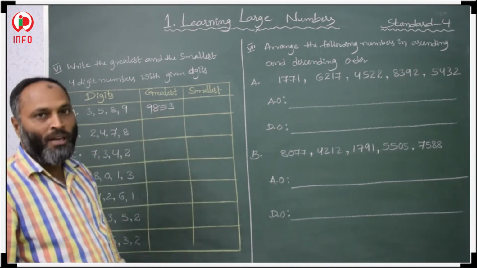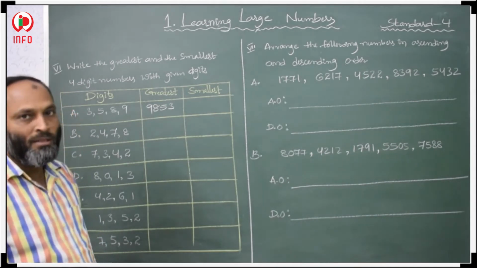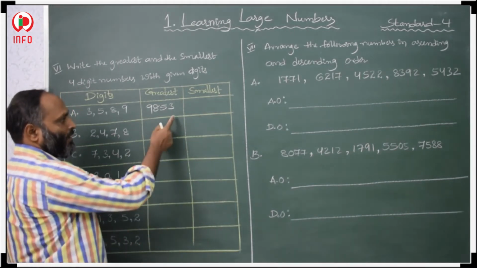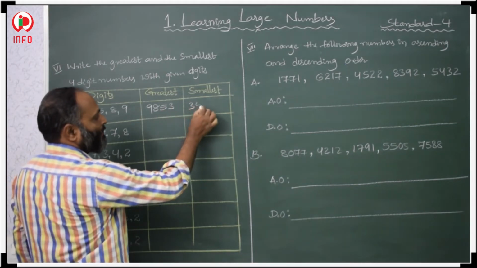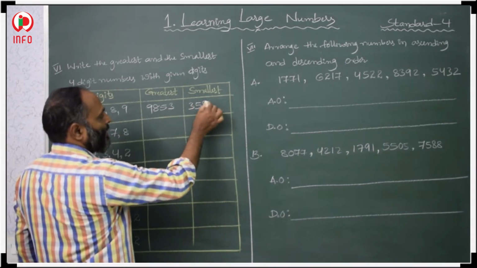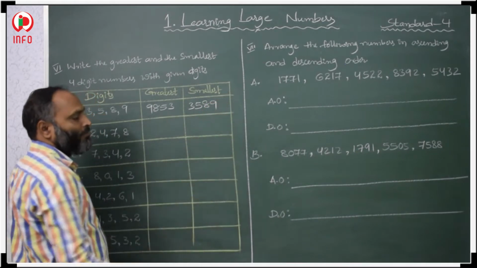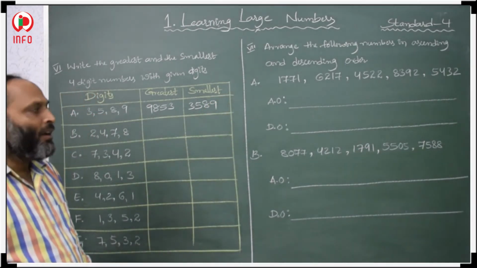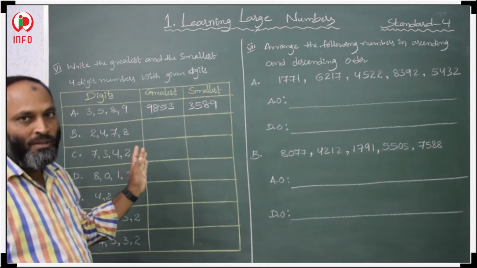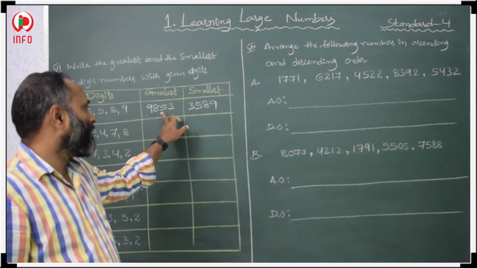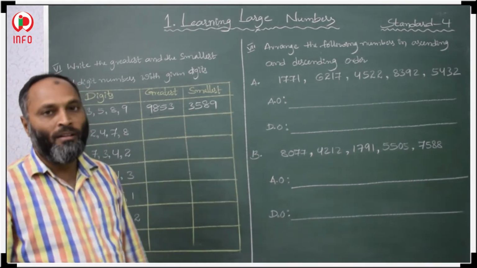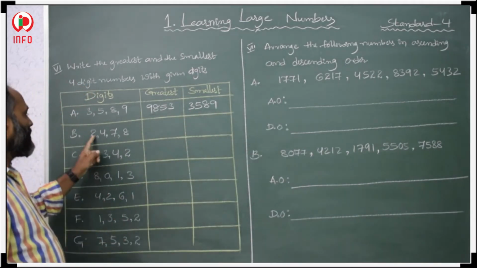Then how to form the smallest number? This is the reverse order. In reverse order we have to take the smallest number first, 3, and greater than that 5, and greater than that 8, and greater than that 9. In this way we have to write. In the greatest number we take the greater number first, means descending order. For the smallest we take ascending order. So simple.